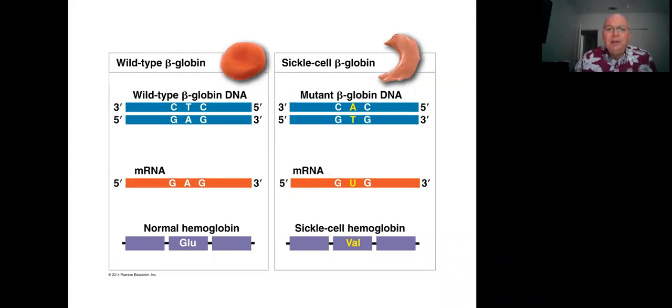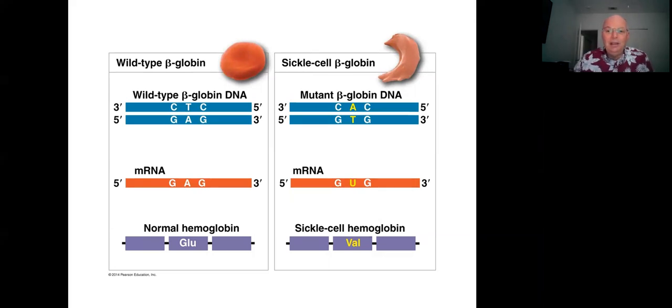The mutation involves the change of the T to an A, what is referred to as a substitution mutation. But notice that it also affects the nucleotide in the non-coding strand. So the A that is in the non-coding strand is now a T. So the new sequence is CAC.